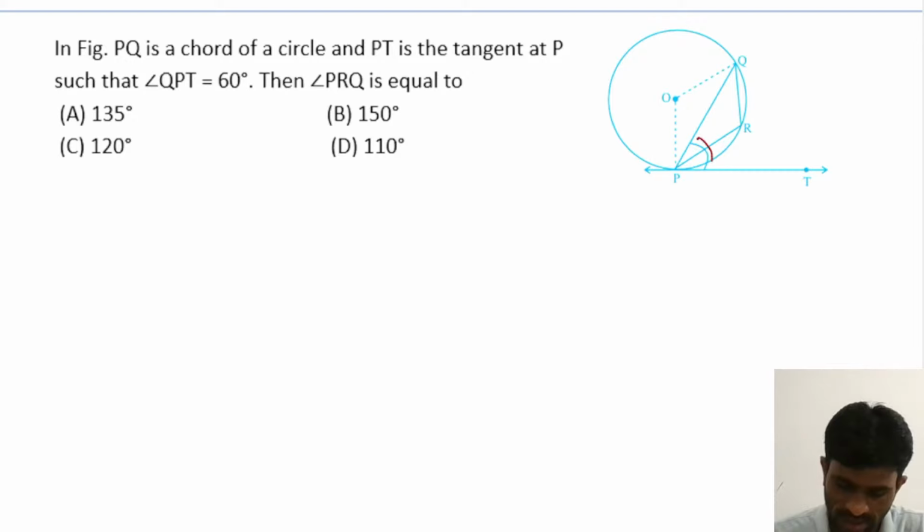This angle is 60 degrees. When this angle is 60 degrees, this total angle is 90 degrees. We know the angle between tangent and radius is 90 degrees. So when the total angle is 90 degrees and this angle is 60 degrees, inside here it is 30 degrees. So angle OPQ is equal to 30 degrees.